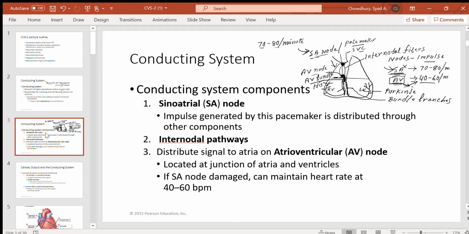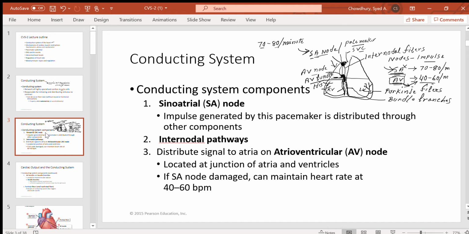P-U-R-K-I-N-J-E, Purkinje fibers. Makes sense? So these are the parts of the conductive system of the heart, and the signal that is produced in the SA node travels right all the way to the Purkinje fiber.